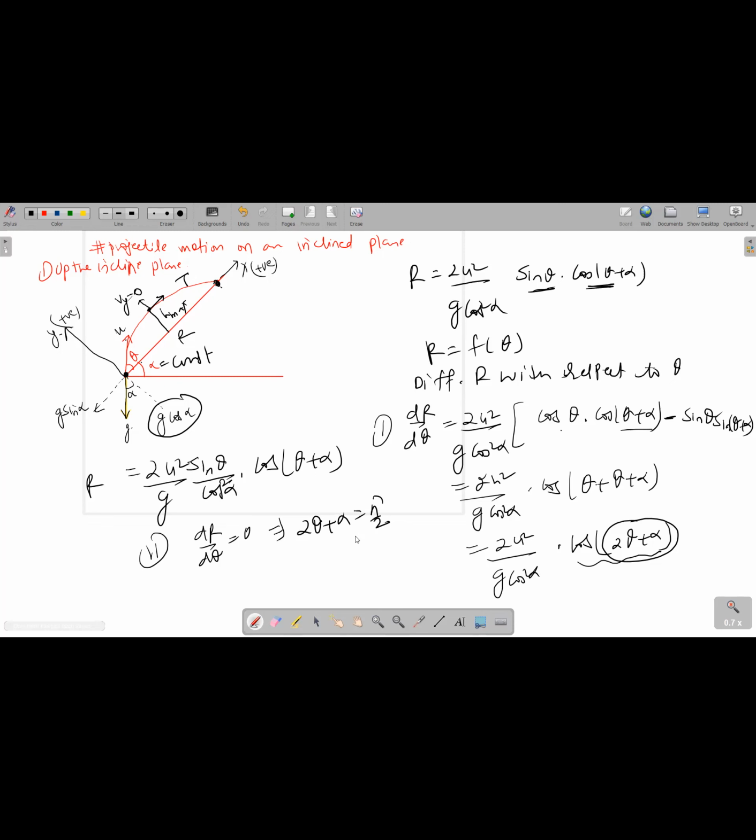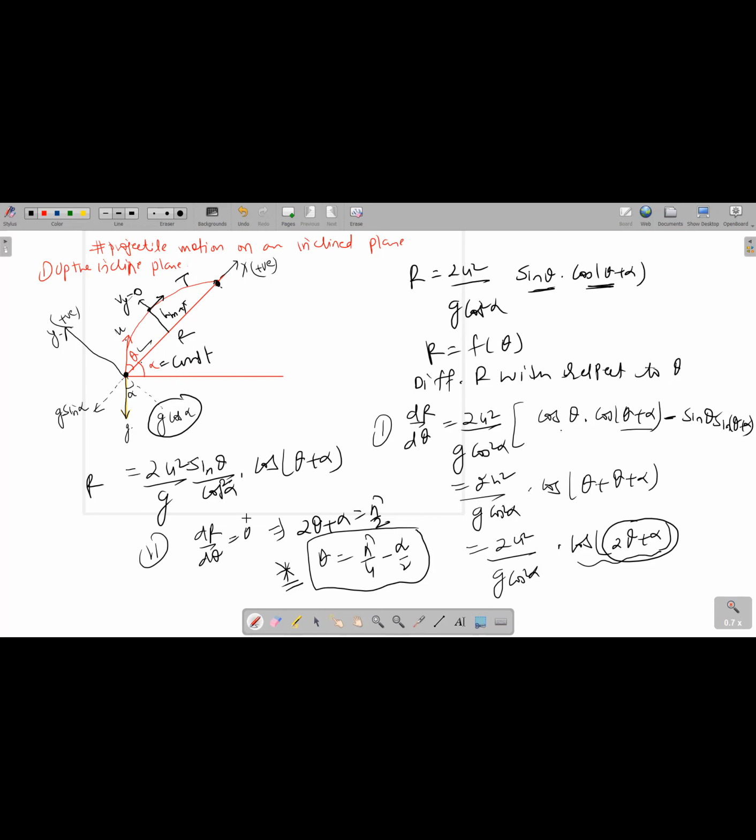Understood? So theta can be pi by 4 minus alpha by 2. This is the relation between theta and alpha. For R max, for maximum range, we have to project at an angle that will satisfy this relation. If you project any ball at this angle, 45 degrees minus alpha by 2, then it will have maximum range. So this is the important concept that we have to remember.